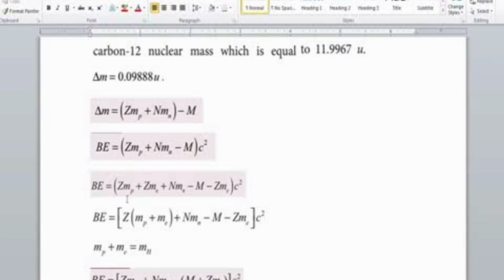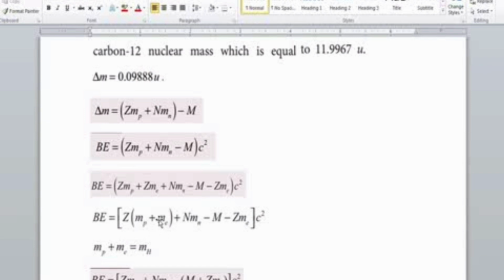Here binding energy is equal to Zmp, where mp is the mass of the proton. Here Z times the mass of the electron, Zme, is added and subtracted, so there is no change in the equation. In the next equation, Z is common, so we can take it out, and the remaining values are here.